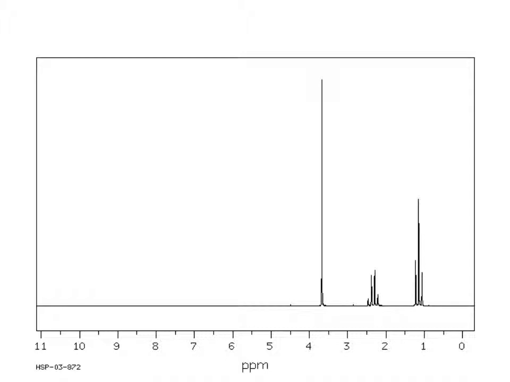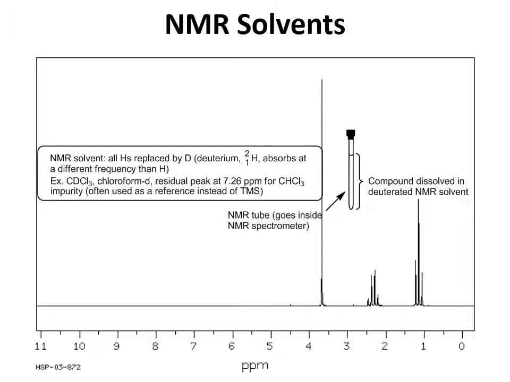To analyze a sample in an NMR spectrometer, if it is solid or liquid, you have to dissolve it in an NMR solvent. NMR solvents have all of the hydrogens replaced by D, which is deuterium, an isotope of hydrogen, with 1 proton and 1 neutron. Deuterium absorbs at a different frequency than a proton, so it doesn't interfere with the spectrum in proton NMR spectroscopy.